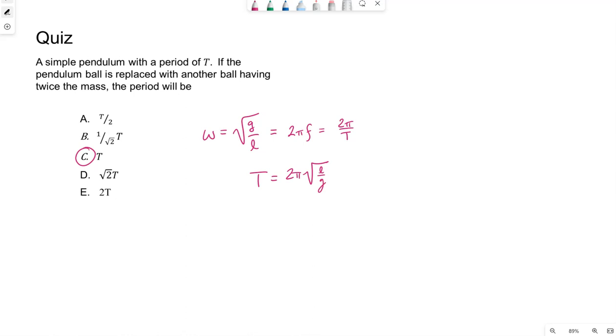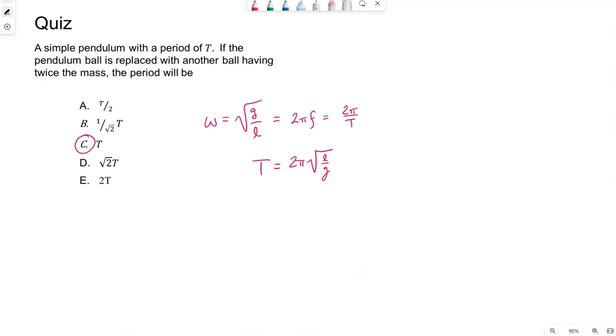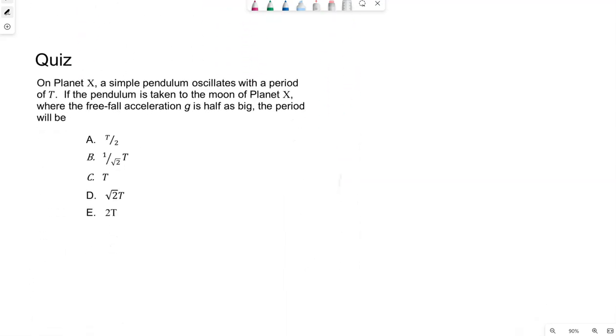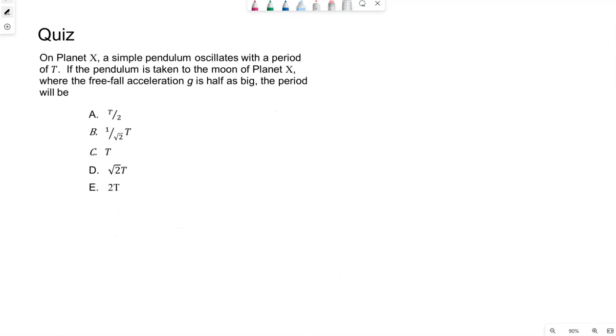It is the length that affects the period of the simple pendulum. Now g does as well, but I don't have control over g to change that for you. So changing the mass is not going to affect the period. All right, here is another question. What do you think about this one?